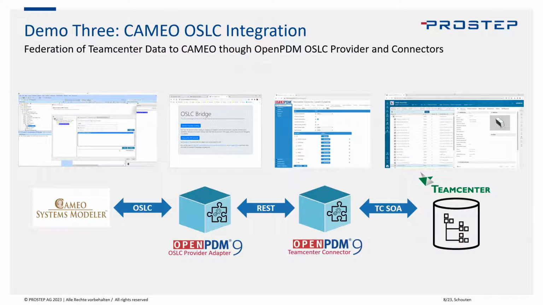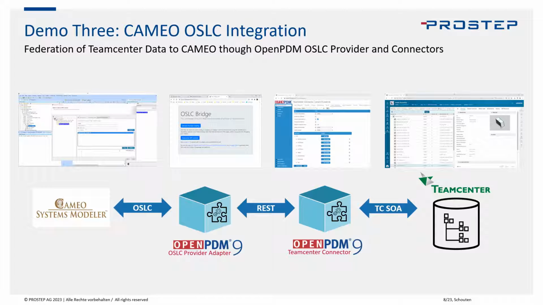The third way that we can integrate with Cameo through OpenPDM is via OSLC. Now, the Cameo Systems Modeler client has the Cameo Datahub integrated into it that is an OSLC compatible consumer. And with OpenPDM, we can make any of these connected systems, like Teamcenter in this case, an OSLC provider with a mapping between our connector and our OpenPDM OSLC provider.